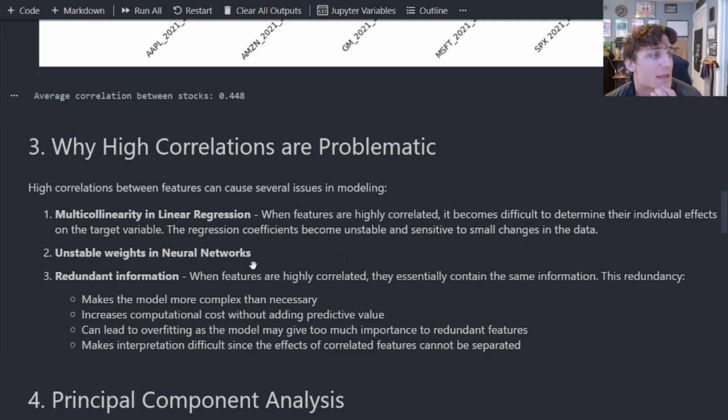Moreover, we may have unstable weights, in that same idea as an instability in the coefficients in a linear regression setting. We may have unstable weights in a neural network. And moreover, the model is going to be more complex than it needs, right? If we have Apple and Amazon as two separate features, when in reality we could take the unique information from each and separate them, then we can remove the redundancy. We can remove the redundancy, making the model less complicated. Computational costs will also be decreased. And again, you can overfit on this idea of noise, and interpretation might suffer.